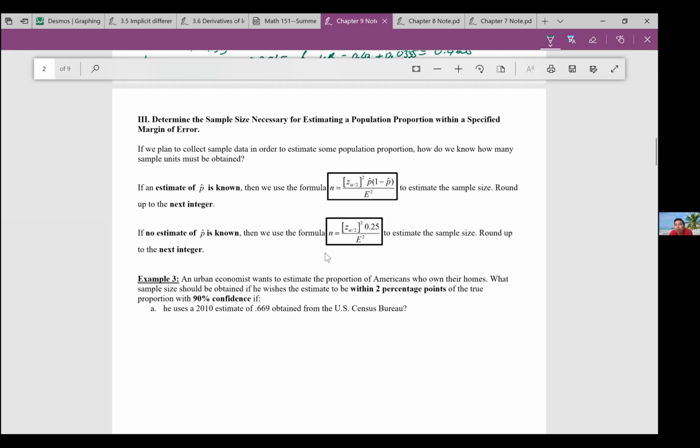Now, the second case is you don't know p-hat. So if you don't know p-hat, then to get within a certain margin of error, you must use the second formula, which is Z alpha over 2 squared times 0.25 divided by E squared. So E will be in percentage, right? Okay, so E will be in percentage.